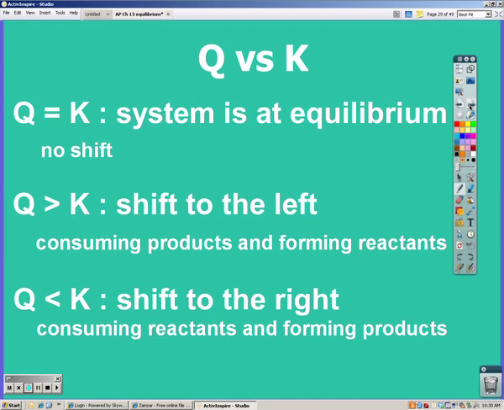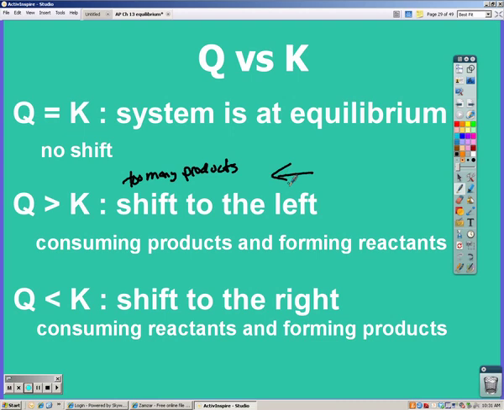So when Q equals K, the system's at equilibrium, so there's going to be no shift. If Q is greater than K, then we're going to shift to the left, because that means I have too many products. So the bigger your Q, basically the same concept as K. The bigger the Q, the more products. So if I have too many products, it's got to shift to use some of those products up, which would be shifting to the left.